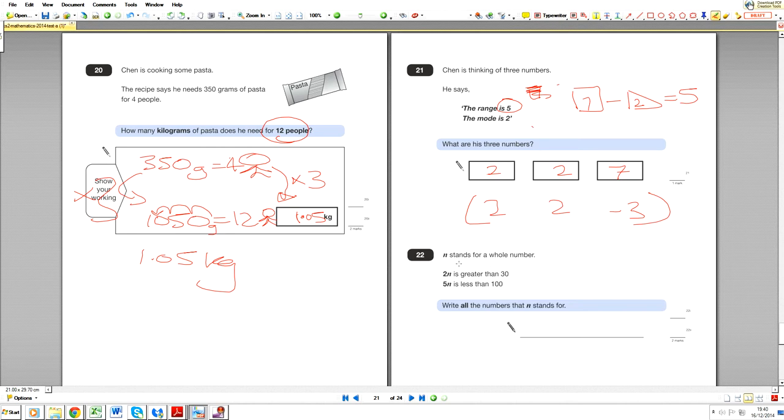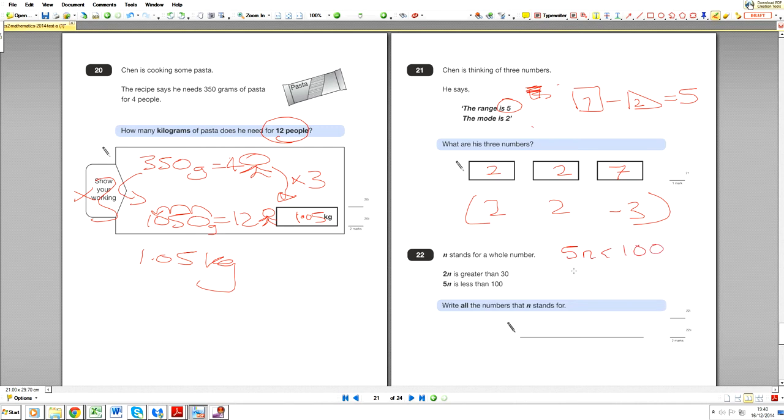Okay, next. n stands for a whole number. 2n is greater than 30 and 5n is less than 100. Now let's have a look at the values that n could be. Please bear with me for a moment. Okay. We have here 5n is less than 100.